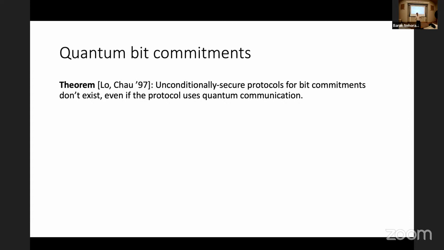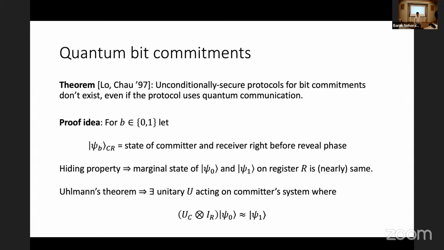And people said, well, what about other cryptographic primitives? Can we also obtain security for these unconditionally? But it was shown by Lo and Chau in '97 that for quantum bit commitments, you can't obtain this unconditional security. You have to rely on some computational assumption, even if the protocol uses quantum communication. So how does their proof work? It actually uses Uhlmann's theorem.